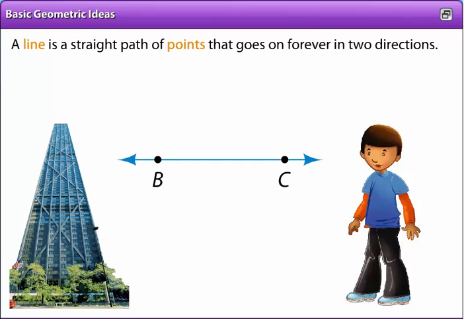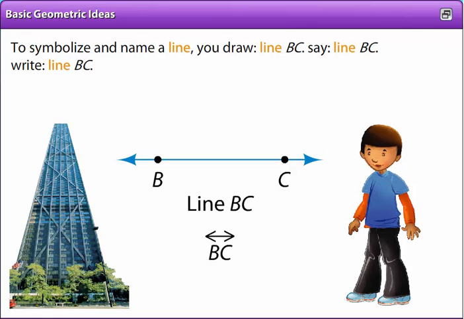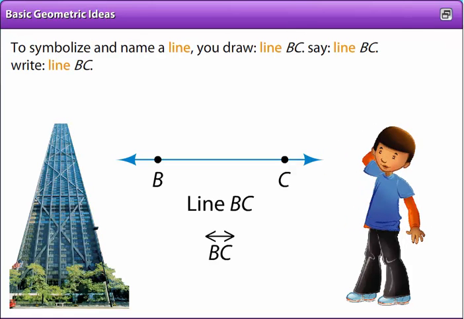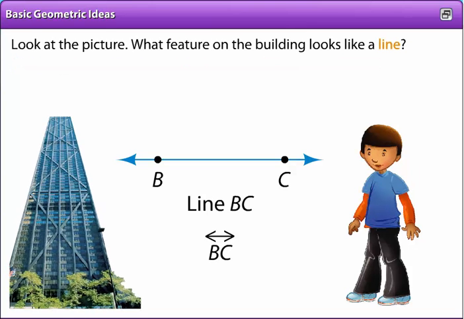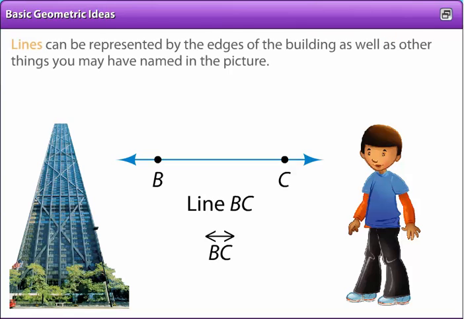A line is a straight path of points that goes on forever in two directions. To symbolize and name a line, you draw line BC. Say line BC. Write line BC. Look at the picture. What feature on the building looks like a line? Lines can be represented by the edges of the building as well as other things you may have named in the picture.